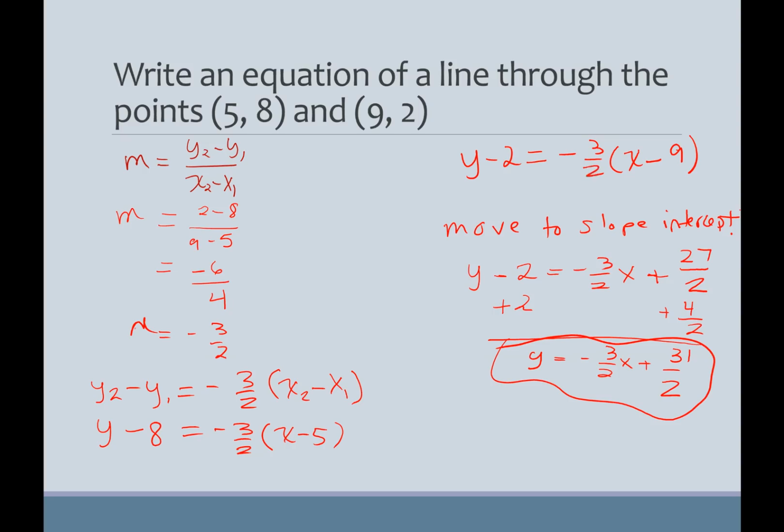So I have gone over parallel, perpendicular, and I've gone over writing all of the equations of the lines. The key is know what you have so you know where to start. Know where you want to end up. So it's really important that you know the different forms of those lines.